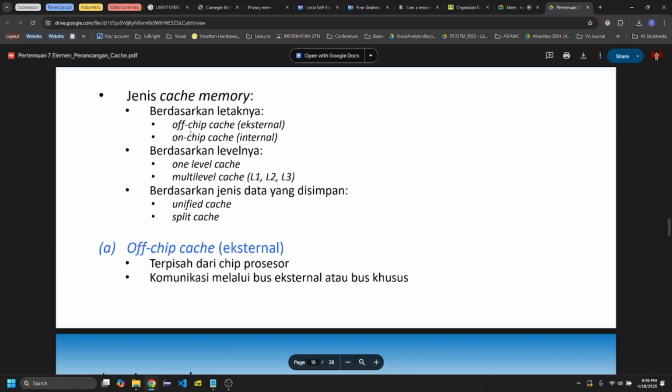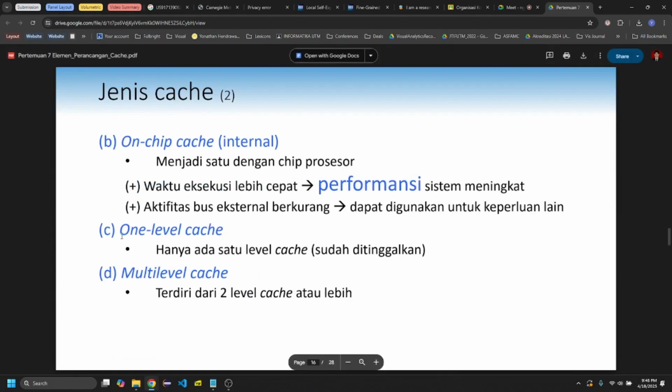Next, based on the level, first one is one level cache. There is only one level cache. So processor, one level cache, and then main memory. This one is the old technology. Normally, nowadays we cannot see something like this anymore if we buy a new computer. And then multi-level cache, it has two level cache or more than that. So CPU, and then level 1 cache, level 2 cache, level 3 cache, and then main memory.